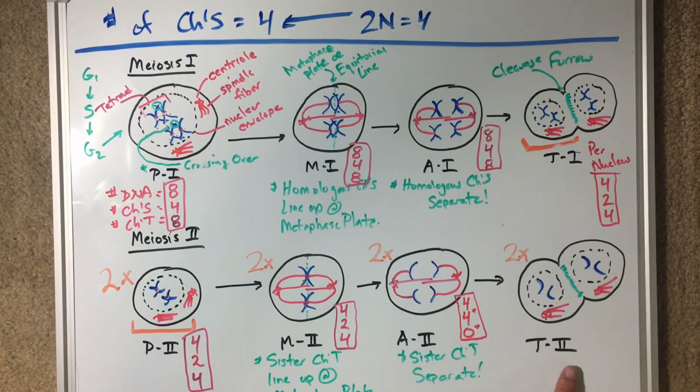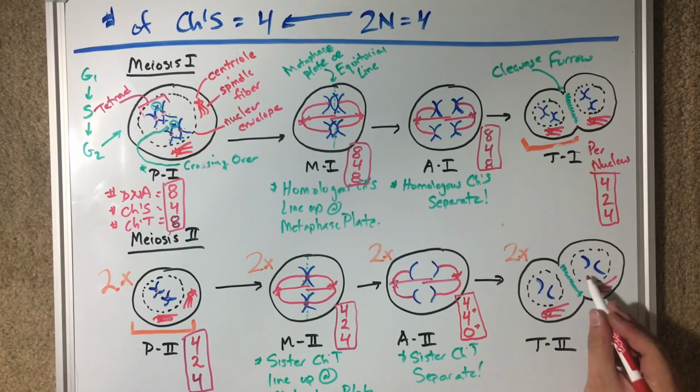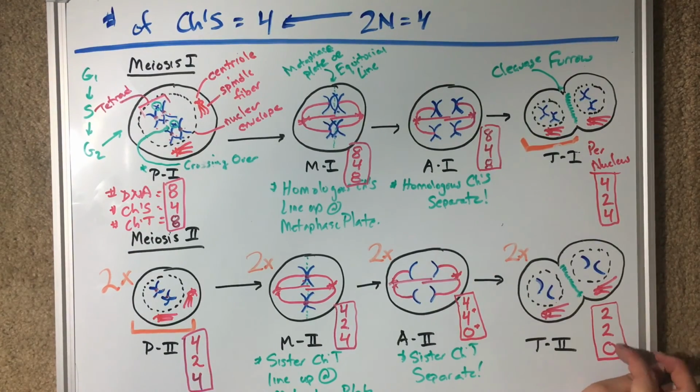Now, how about in telophase 2? How many DNA molecules do we have per nucleus? Well, we have 2. How many chromosomes do we have? 2. How many chromatids do we have? None. Amazing. Now, just a side note for you guys.